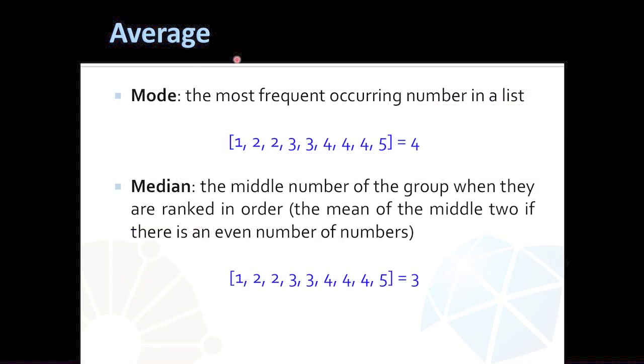But there are other ways to compute the average. One is the mode. The mode is the most frequently occurring number in a list. In this example, 4 is the most frequent value. The other is the median, the middle number of the group when they are ranked in order, or the mean of the middle two if there is an even number of numbers. In this set, we have 9 ordered numbers. The fifth element is the median.